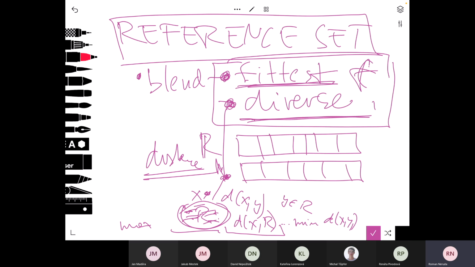Even the initialization that's called diversification here is usually this combination of using the diversity and fitness. So even during the initialization, the idea is not to start with random guys, but to try to create diverse enough random guys.